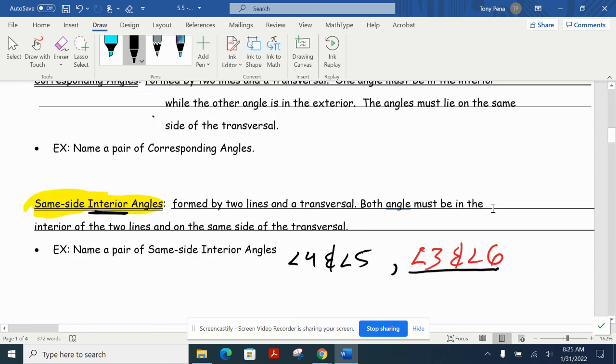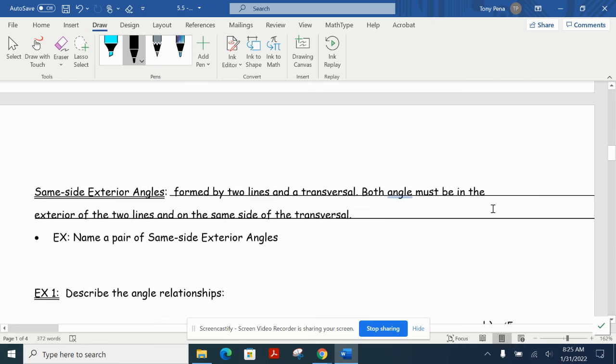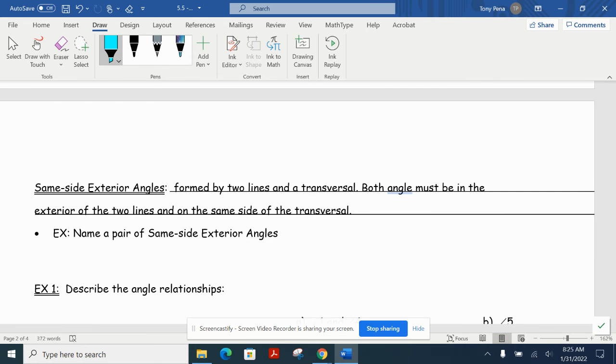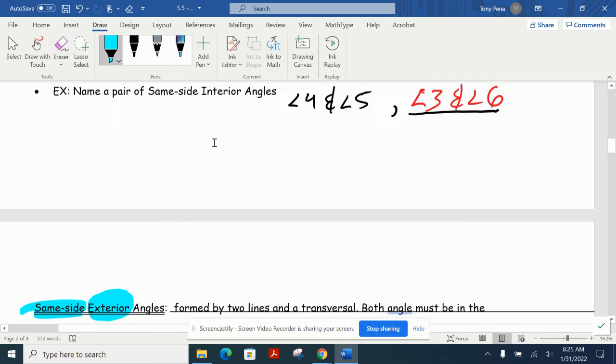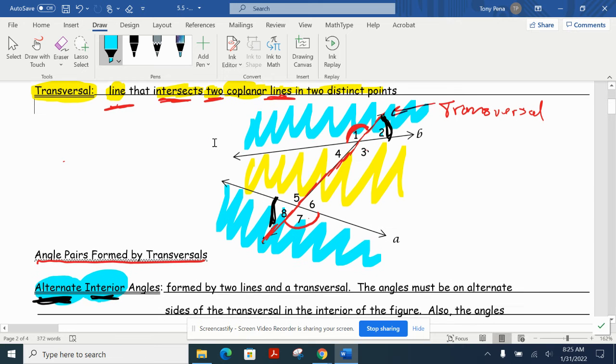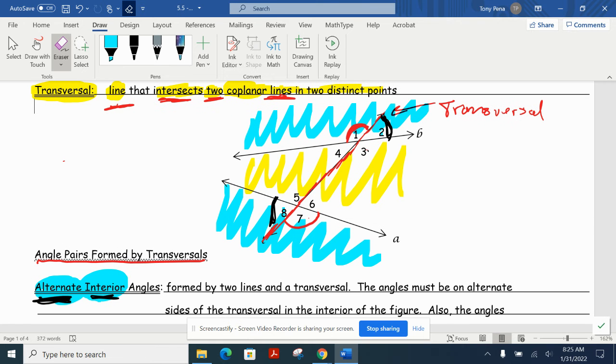And again, while I have it shaded this way, real quick, go to your next page. We'll come back to that corresponding one. We have another set of exterior angles. Label these now. I'll move mine up so you do not have to switch back and forth. Find the same side exterior angles based upon the picture that I have drawn in here. So same side exterior angles.